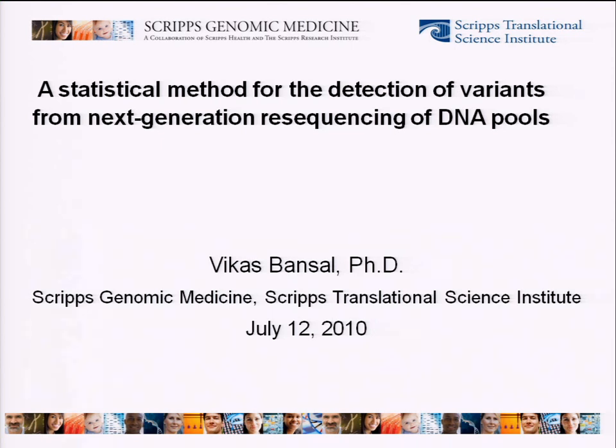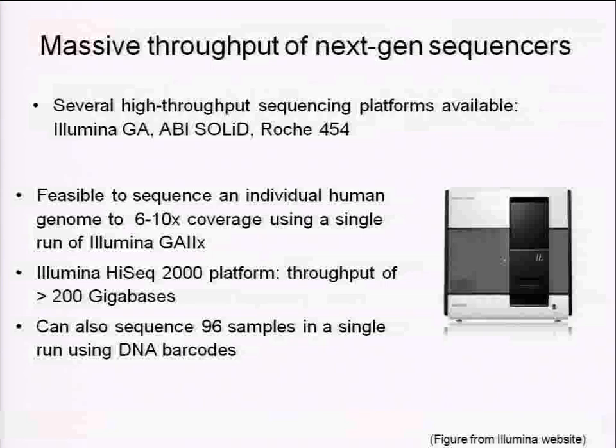So, describing statistical variance from pooled data. Just as many of you know, sequencing platforms have become available that can generate, in a single run, enough data to sequence an individual human genome at about 10x, and this sequencing throughput is only going up. The newer versions, like the HiSeq, promise even more output.